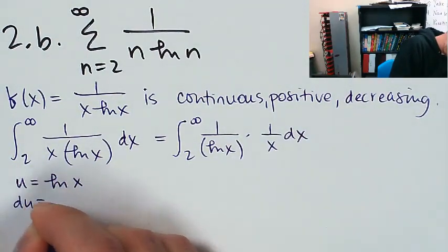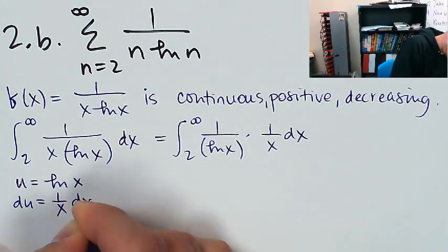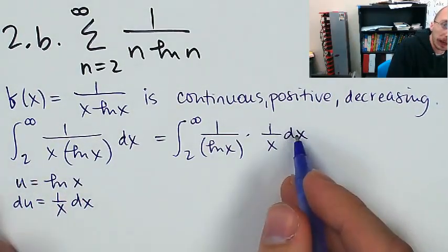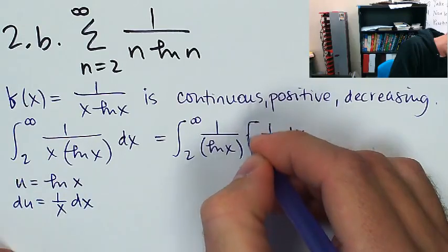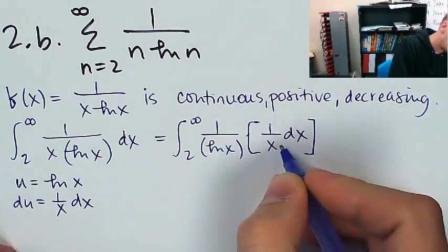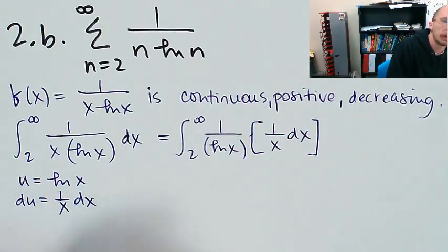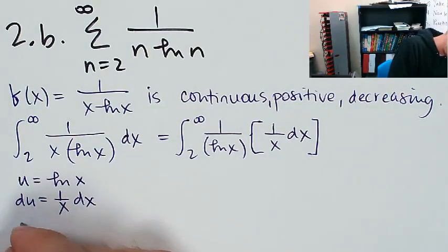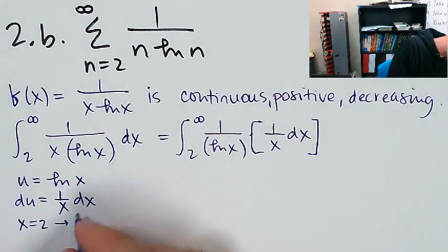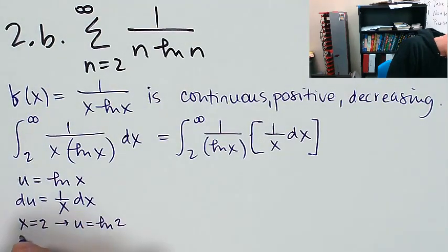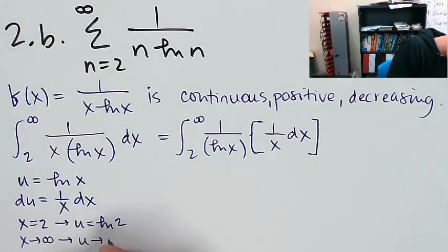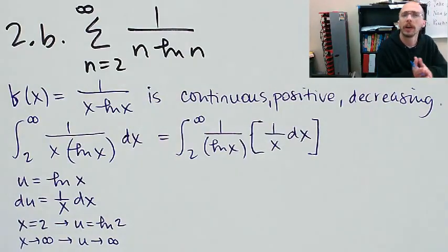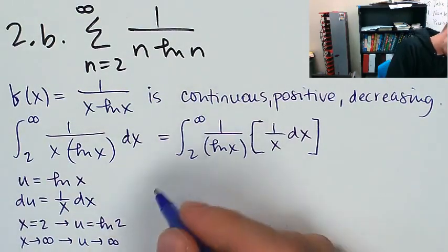Okay, so that du is equal to 1 over x dx, which happens to be exactly what I have. Right? That's just going to become du. And I need to convert my bounds. When x equals 2, that gives me u equals the log of 2. And as x approaches infinity, u is also approaching infinity, because we know that log has no limit as x approaches infinity.